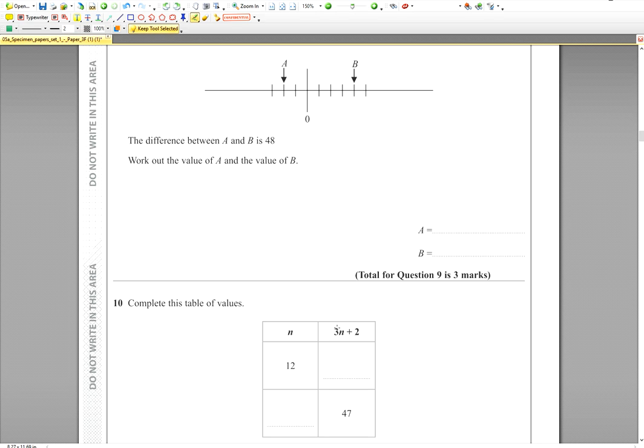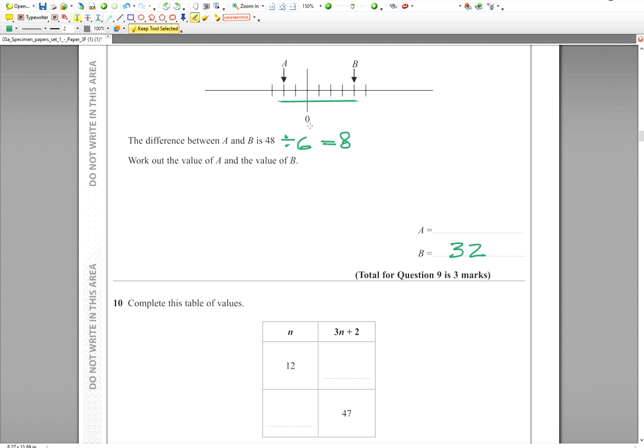Okay, question number 9. The difference between A and B is 48. If you look between A and B, how many sections do we have? 6. 1, 2, 3, 4, 5, 6. 48 divided by 6 is 8. So that means each little dash represents 8. So 0, 8, 16, 24. So B will be at 32.